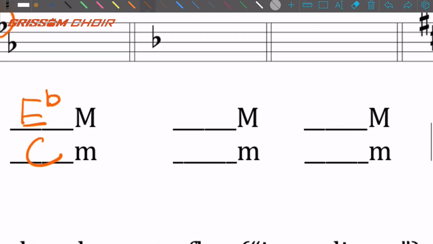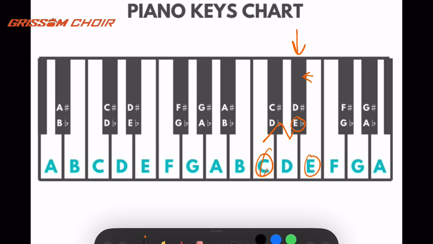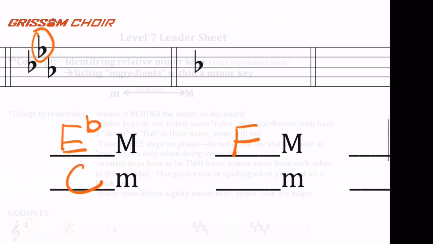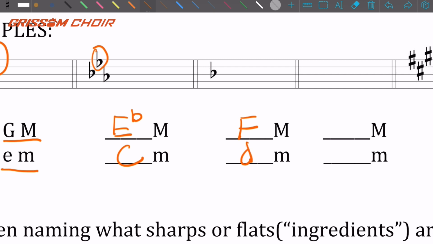Going on to this third example, we have one flat in the key signature. That is the oddball F. F major. We go to the piano. We find where F is on the piano. F is right here. Then we go 3 half steps below. 1, 2, 3. The relative minor of F major is D minor.